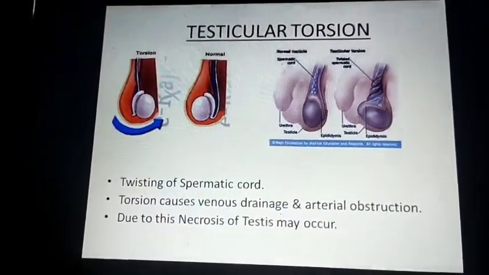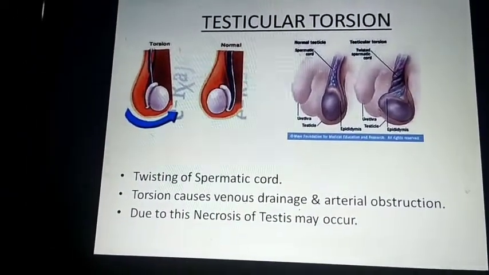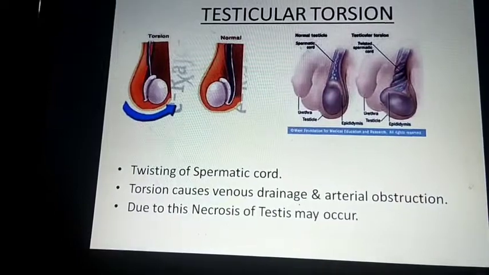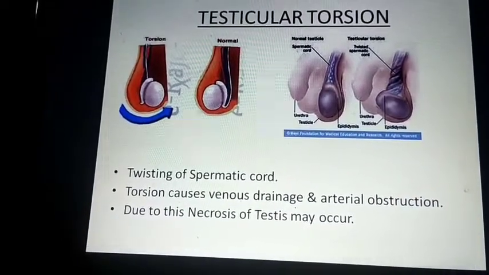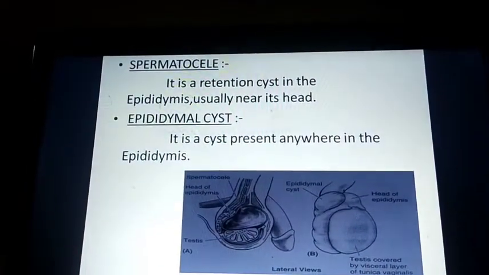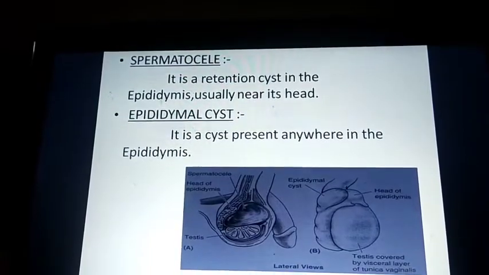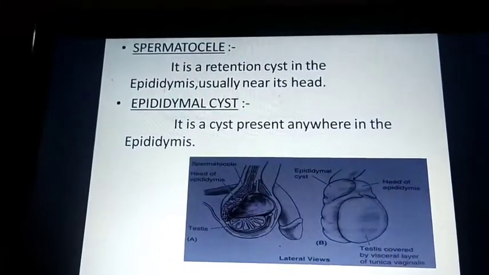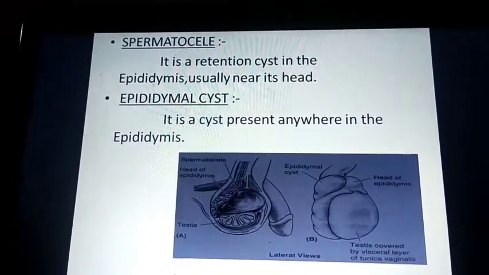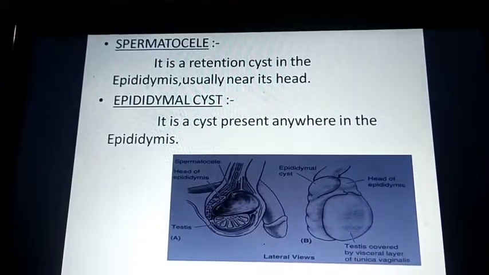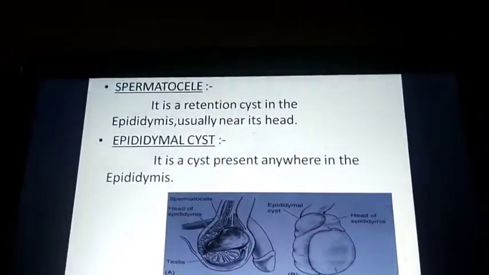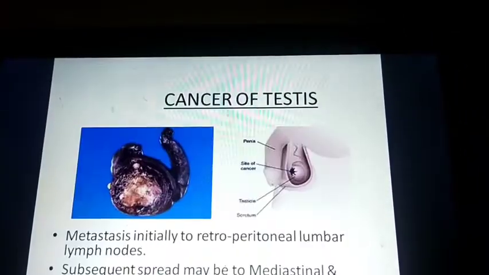Then testicular torsion. The twisting of the spermatic cord is called testicular torsion. The torsion causes venous and arterial obstruction, and due to this necrosis of the testis may occur. Then spermatocele. There is a collection of spermatozoa forming a retention cyst. It may be in the epididymis or the spermatic cord, and most of the time it is present near the head of the epididymis. Then epididymal cyst is a cyst present anywhere in the epididymis.